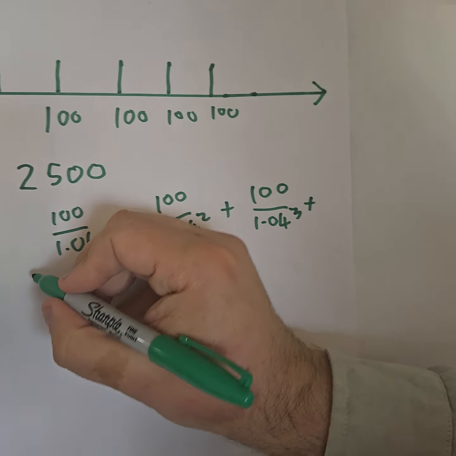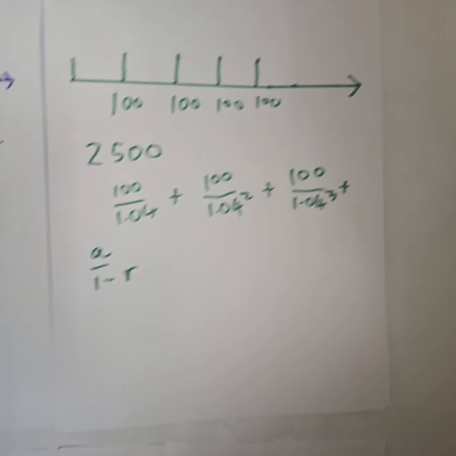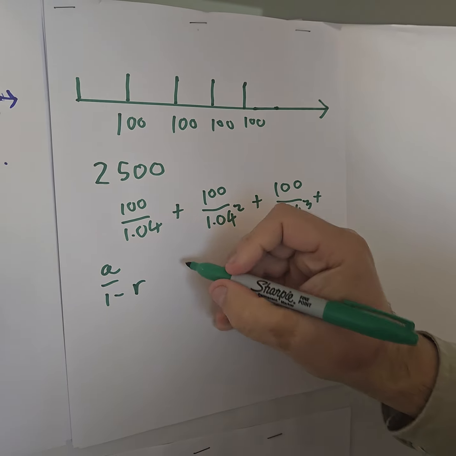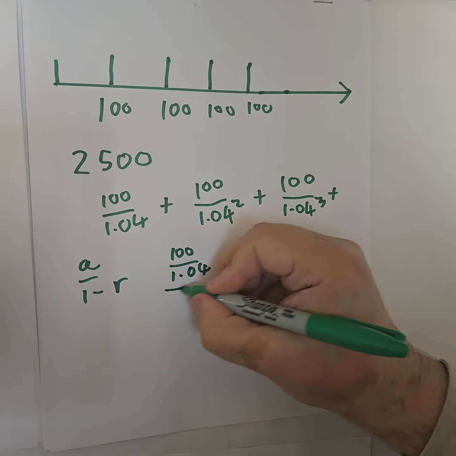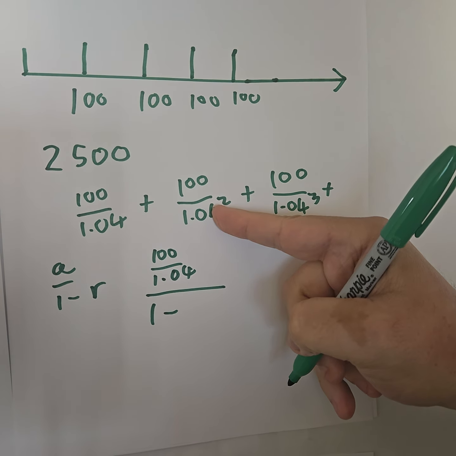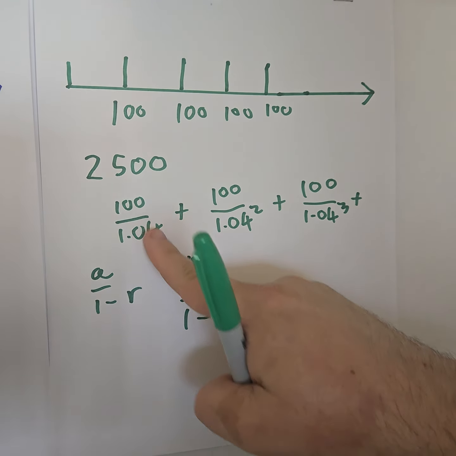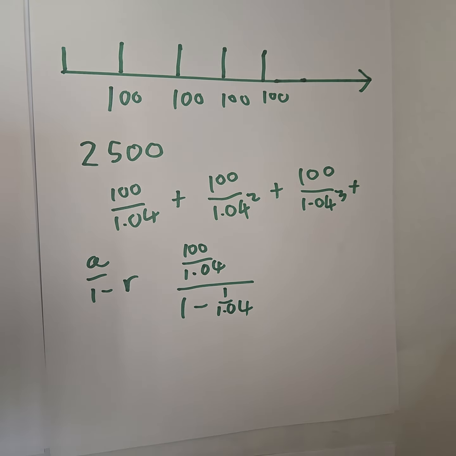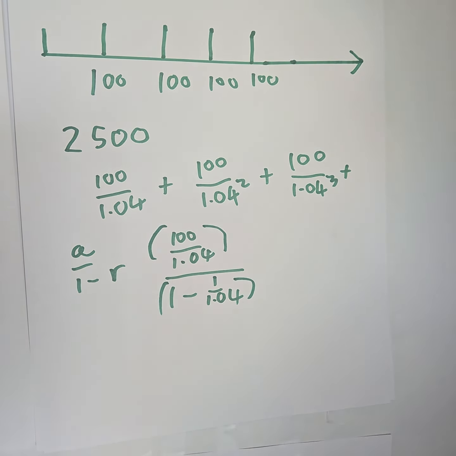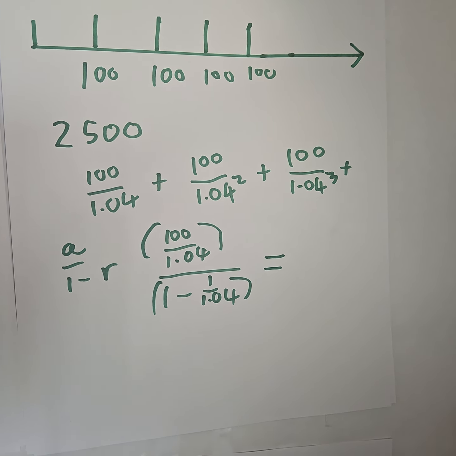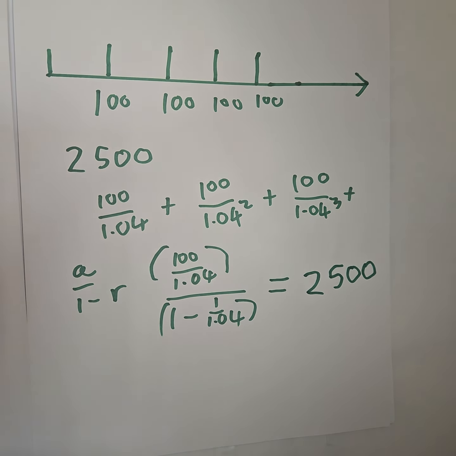And once again, we're going to use a over 1 minus r. The only difference is, in this case, the a is 100 divided by 1.04, and we're dividing by 1.04. The r that we multiply by each time is 1 over 1.04. And in your calculator, it might be easier if you put that in a bracket. And we calculate that with a calculator, and you should find 2,500. And of course, if you understood that concept, it would be quicker.